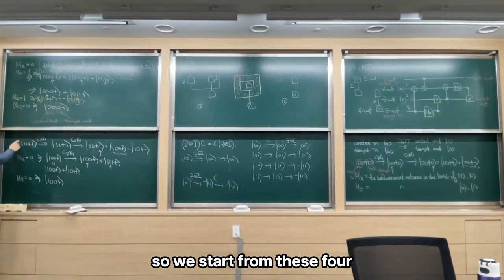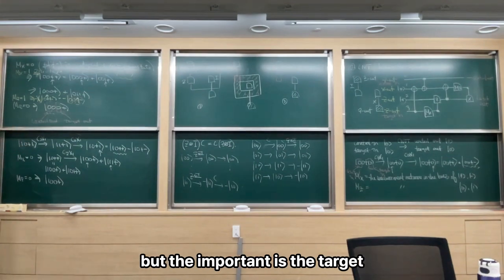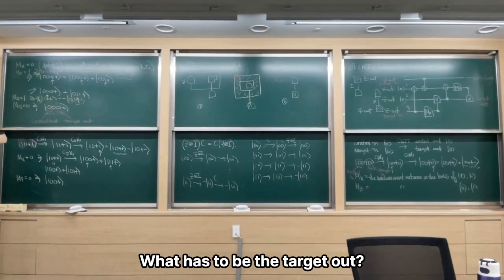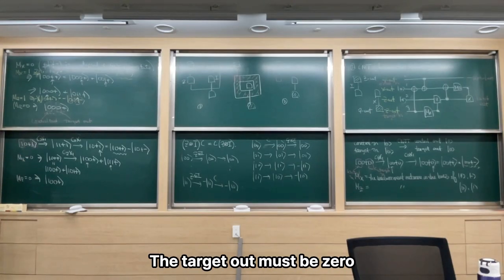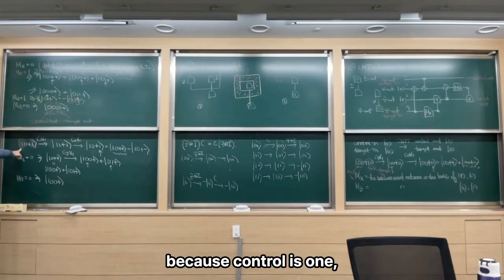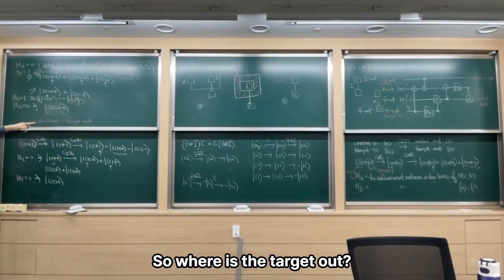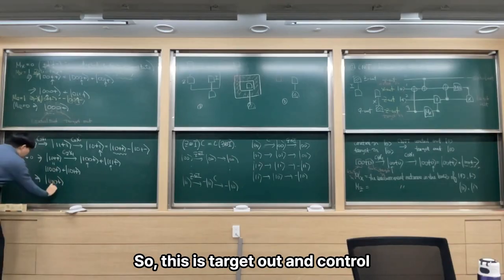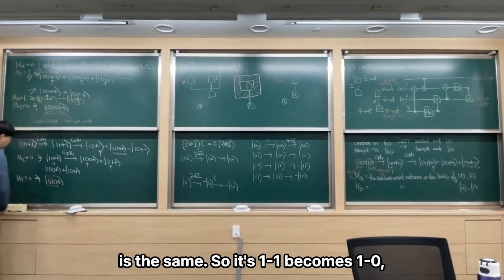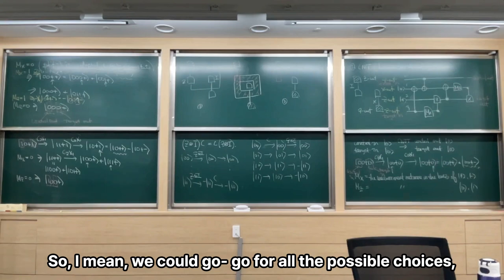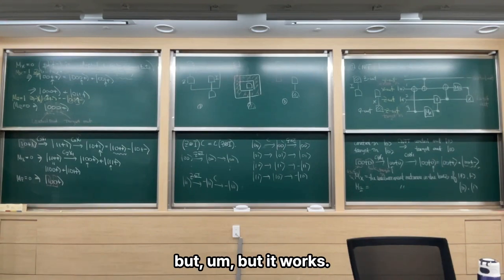Now, it's the same situation. So we start from these 4, but the important thing is the target in and control in. The control in 1, target in 1. What has to be the target out? The target out must be 0, because control is 1, then we apply X to the target, so the target out must be 0. So where is the target out? The third qubit. So this is target out, and control is the same. So it's 1, 1 becomes 1, 0, just as a CNOT gate. That makes sense? We could go for all the possible choices, but it works.